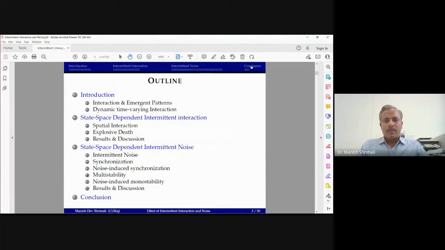The outline of my talk is, first I will briefly introduce interaction and the emergent patterns because of interaction. My focus is mainly twofold in today's talk, that is the intermittent interaction and the intermittent noise. I'll tell you what I mean by intermittent interaction and intermittent noise in a short while. Before that, most of the time when we study dynamical systems, the interaction is considered to be continuous or constant. And the noise we consider is in a particular distribution, and it is considered to be present all the time, all around.